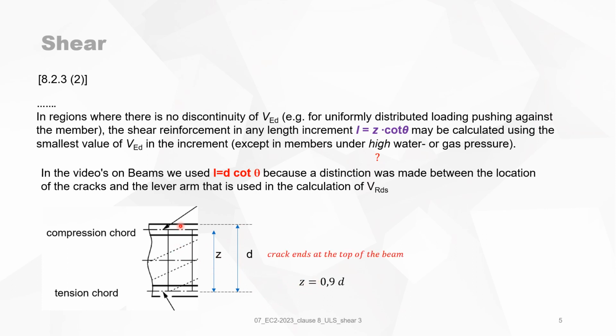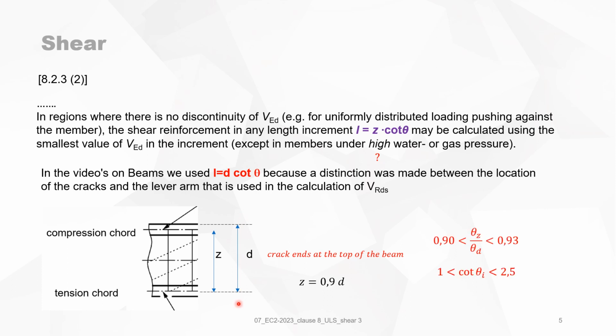I made the assumption that the crack ends at the top of the beam. So it starts at the tension cord, at the reinforcement, and it ends at the top of the beam. That's why I use d. Here, I don't use h, the total depth, because this is in tension. So concrete that is in tension, we do not count. This is in compression, so concrete that's in compression, we take into account. So because the crack ends on the top, I used d cotangent theta, this value.